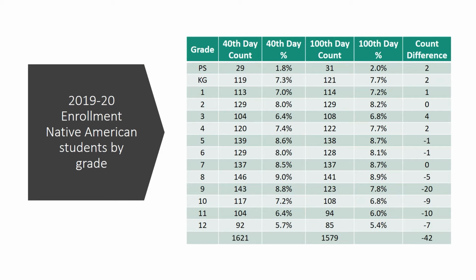Here is a chart that provides a comprehensive overview of the 2019-2020 Native American student enrollment by grade and reflected across the multiple reporting days built into the school year to show which grades are either gaining or losing Native American students and what percentage of the entire district that Native American students have made up at that time. Feel free to pause the video here to further review.